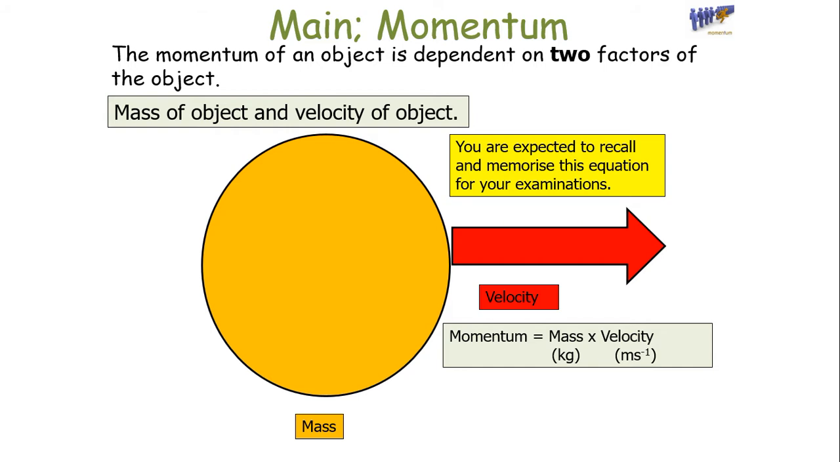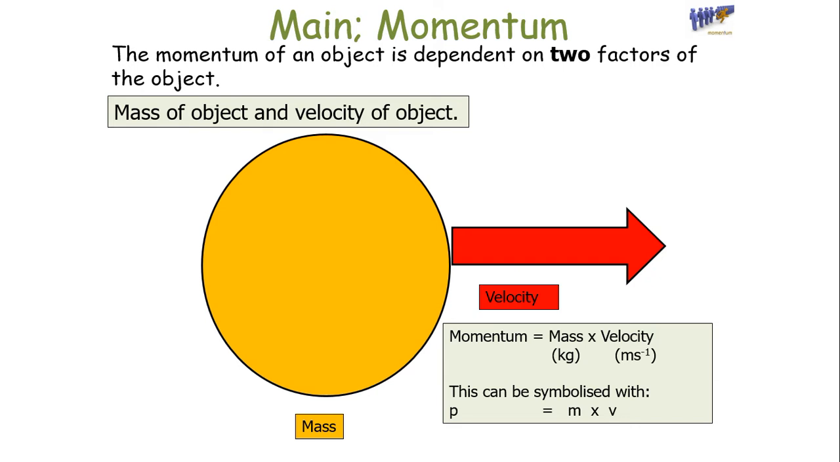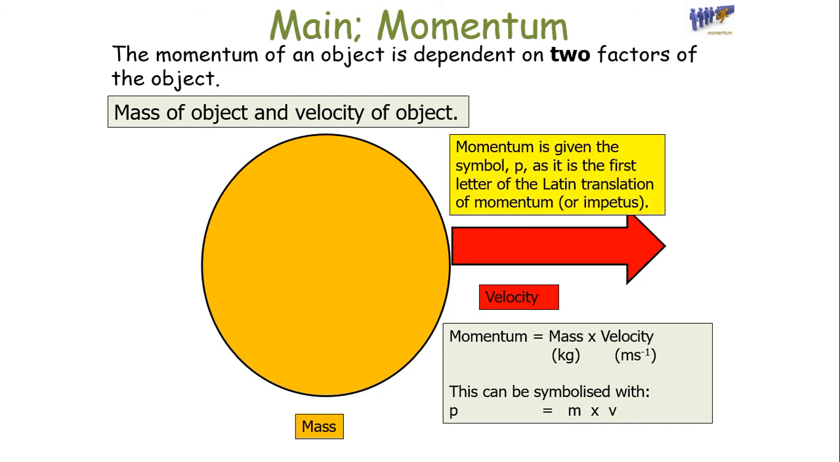So you are expected to recall this equation and memorize this equation for your examinations. Now we can symbolize this equation with the symbols P equals m times by v. Now m is quite obviously mass, v is quite obviously velocity, but P is momentum. Momentum is given the symbol P as it's the first letter of the Latin translation of momentum, or the word that was originally used, impetus.